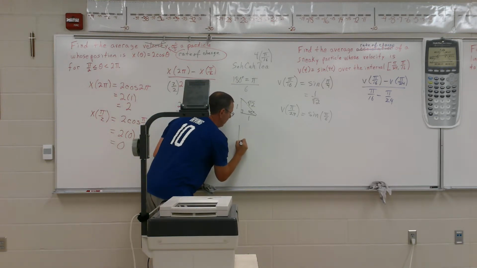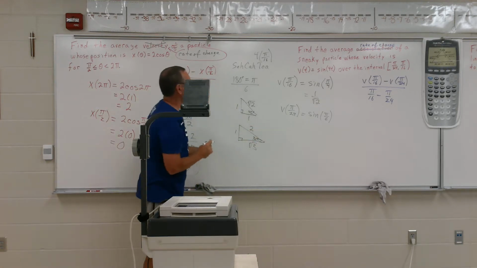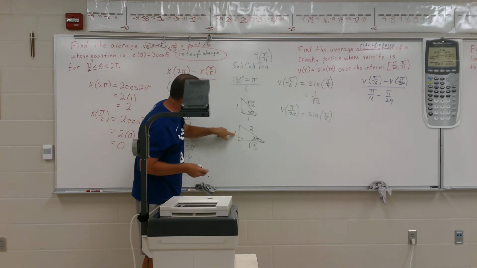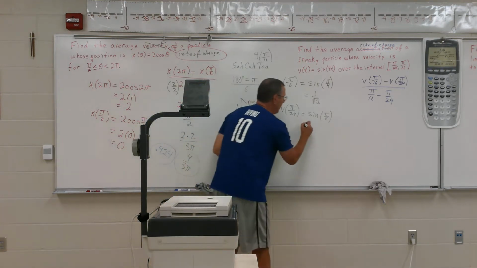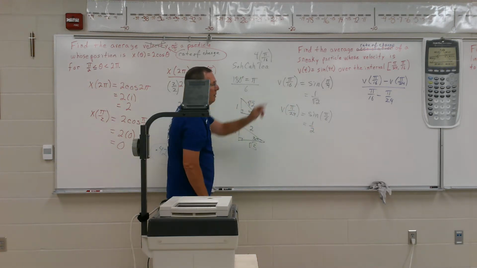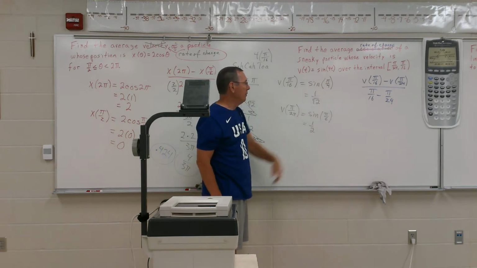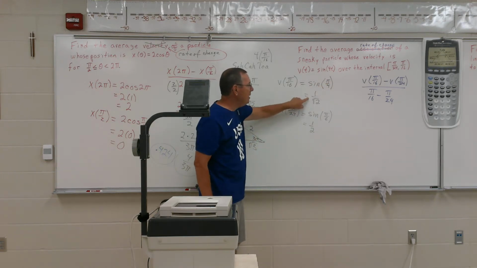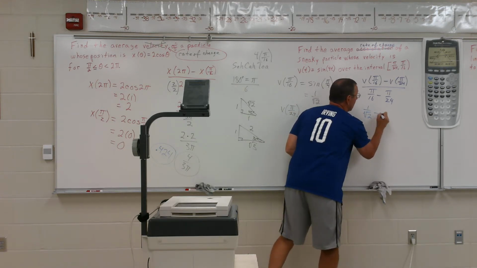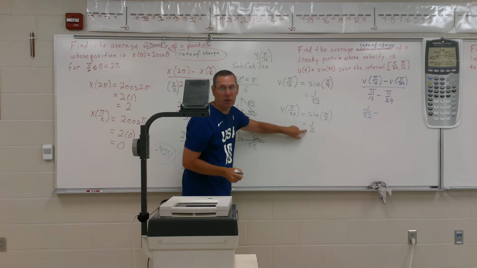So let's go back to our 30, 60, 90 triangle, which we just reviewed on that other board a minute ago. If that's 1, that has to be a 2, and that's a square root of 3. Sine means opposite over hypotenuse. So from the 30 degrees, the opposite is 1, the hypotenuse is 2. That's going to be 1/2. Now we're ready to go back to our formula. Velocity when the time is pi over 16 is 1 over square root of 2. Velocity when the time is pi over 24 is 1/2.